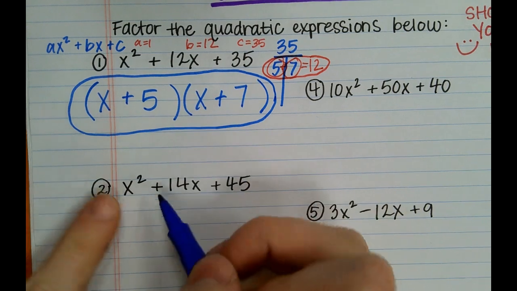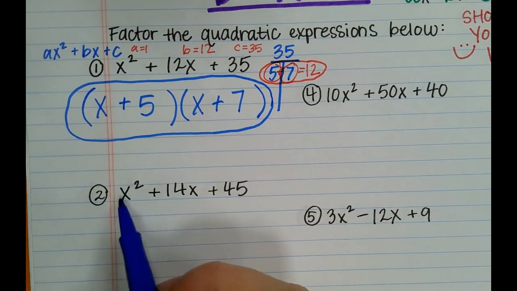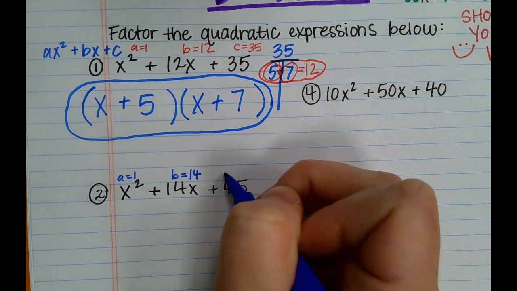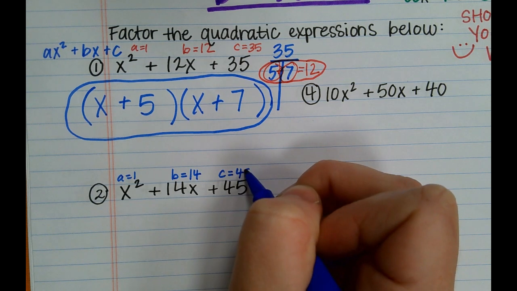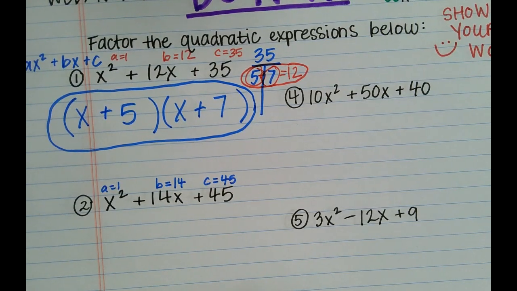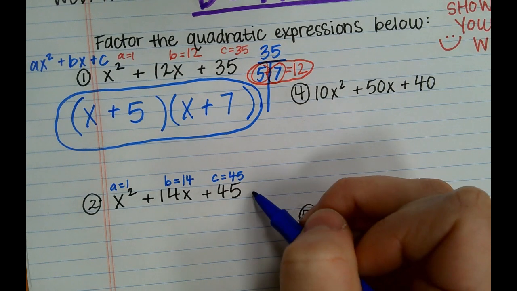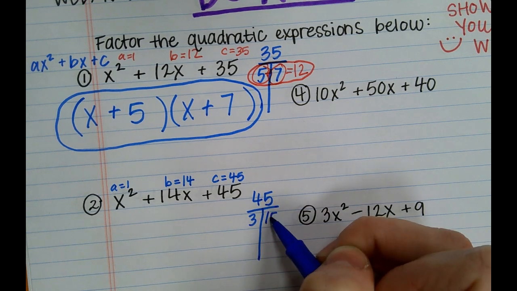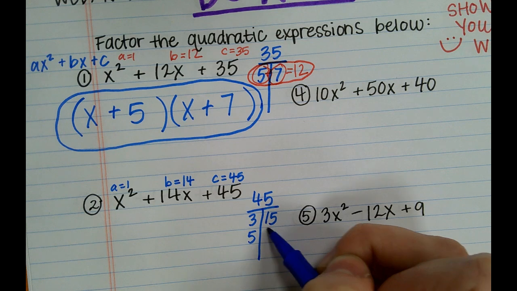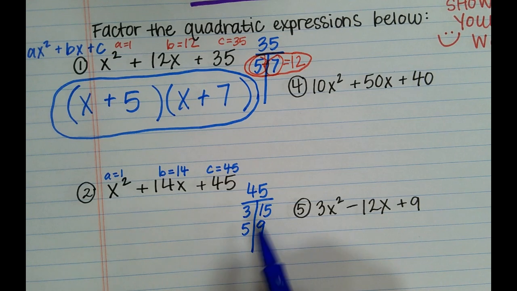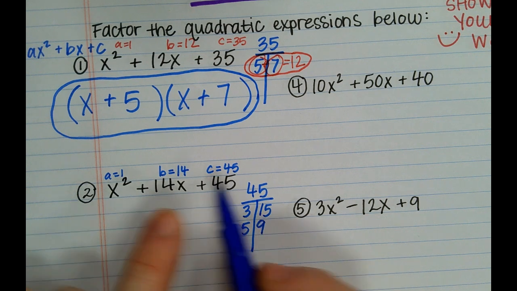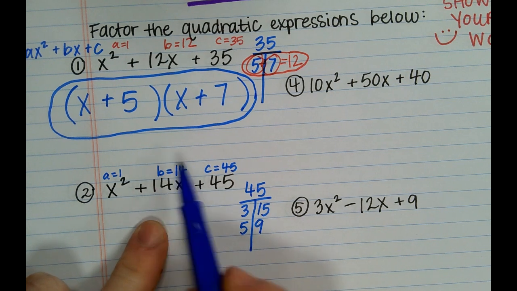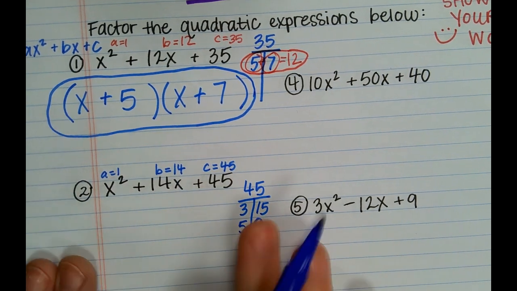Yes. So we've got the same thing going on here. Our A is 1. Our B is 14. And our C is 45. So we'll start with the factors of C. 3 times 15, 5 times 9. Good. So we could do 3 times 15, or we could do 5 times 9. You could also do 1 times 45, but I want my numbers to add up to B. And I know off the top of my head, 45 plus 1 is going to be much bigger than our B, which is 14. So I'm not going to waste space writing that.